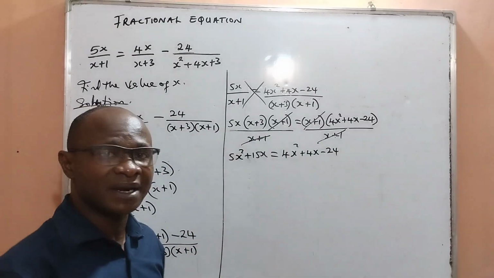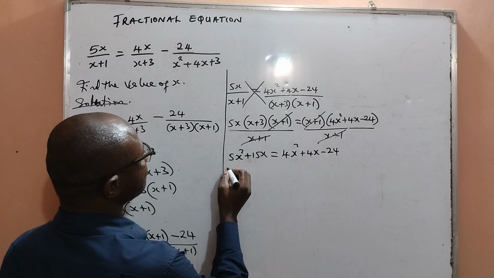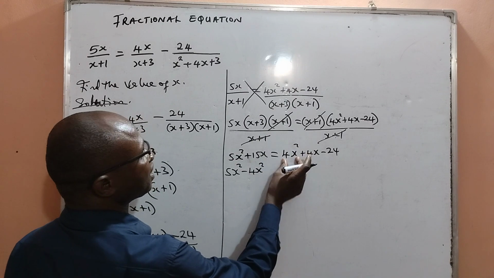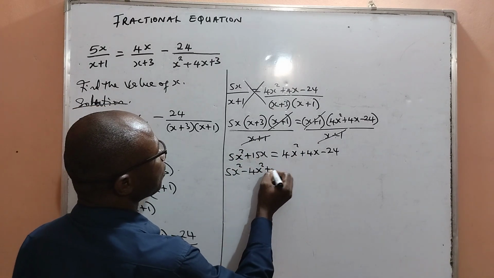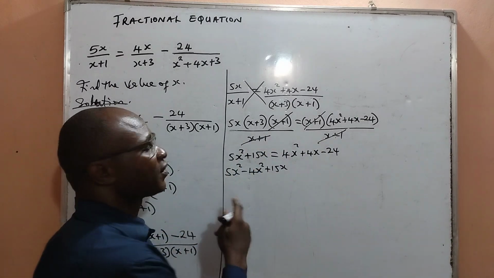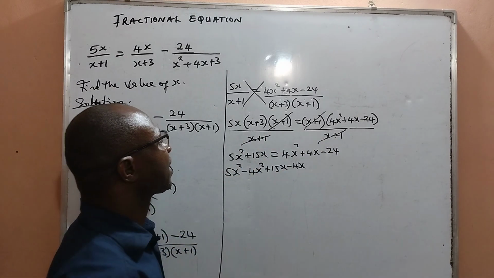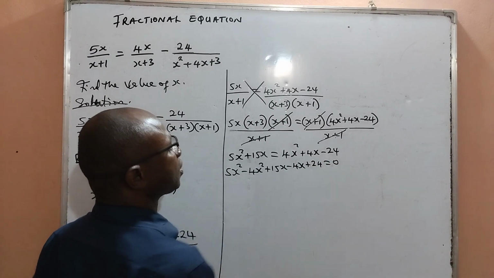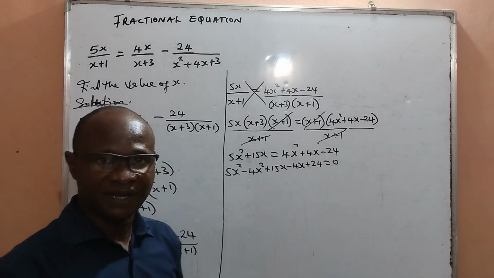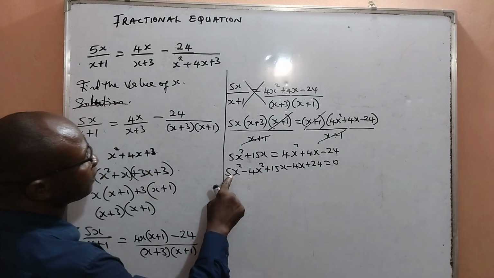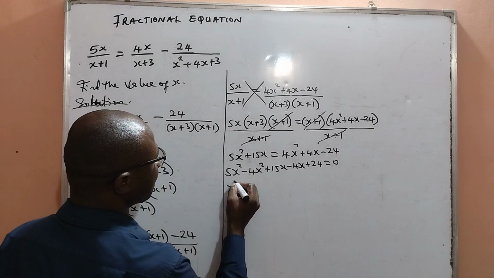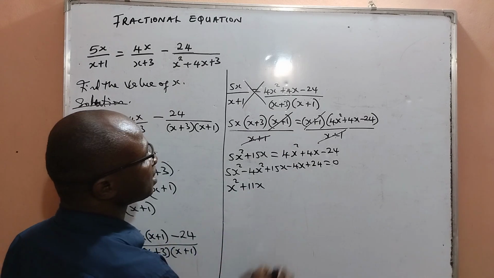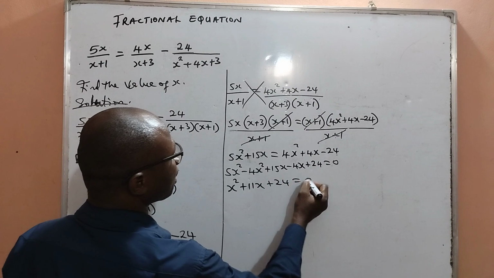Alright, I want everything by the right hand side to move to the left hand side, and it will give me 5x squared minus 4x squared, moving this to the left, then plus 15x, moving 4x from the right to the left will give me minus 4x, then plus 24 rather, everything equal to 0. That is minus 24 coming to the left hand side. As we move forward, 5x squared minus 4x squared will give me x squared, okay? 15x minus 4x will give me plus 11x, and then plus 24 equal to 0.